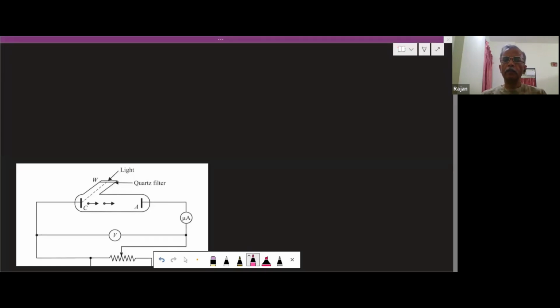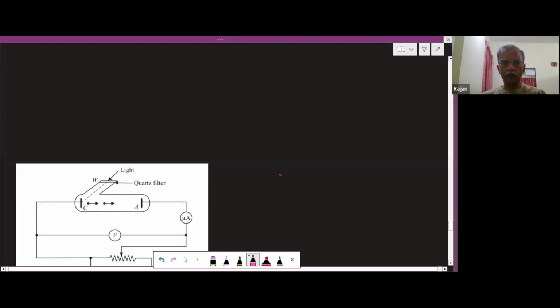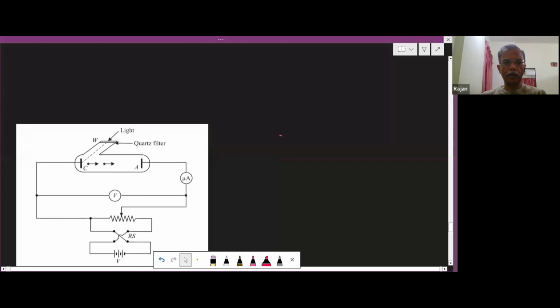Now the anode, we can keep at positive potential. Photoelectrons, being negatively charged, are going to be attracted towards that. So the anode is kept positive with respect to the cathode. We will simply connect this anode with the positive side of the battery, like here we have connected. The arrangement you have seen, right? Now we are having RS.